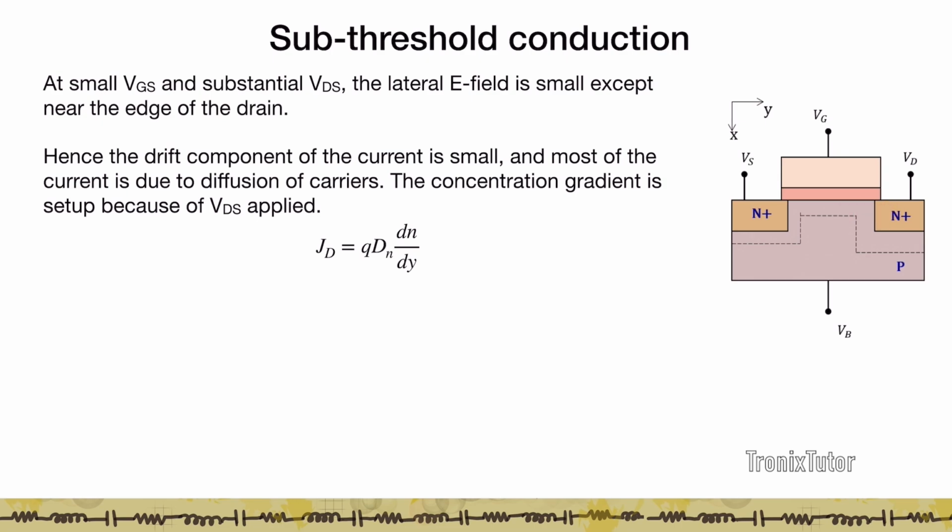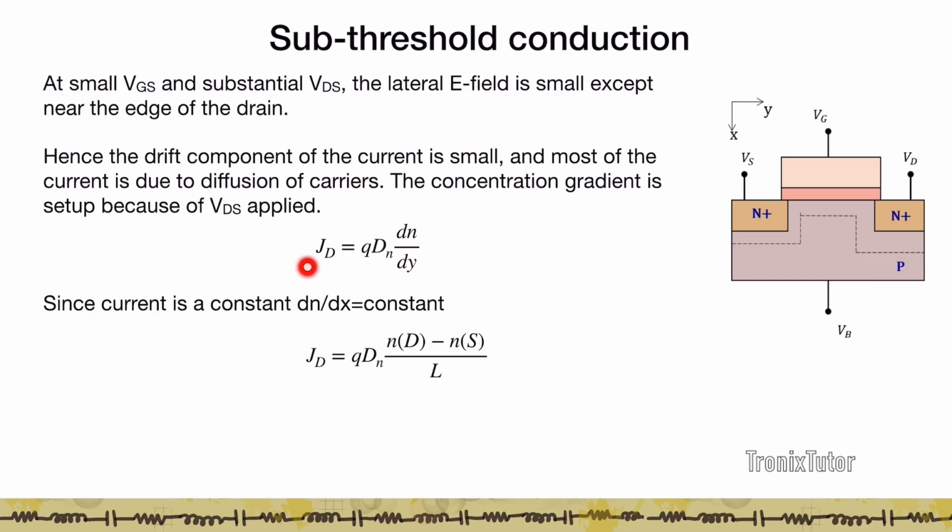When there is a concentration gradient set up in the channel, I can talk about an electron current density which is proportional to the slope of the electron concentration. Since this current is a constant at a given Vg and Vd, we expect the slope to be a constant, and so I can write my current density as q times the diffusion constant times the average slope of the charge density, which is the density of electrons at the source minus the density of electrons at the drain, divided by L.